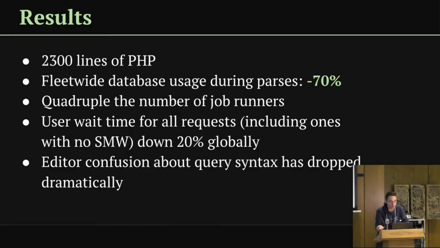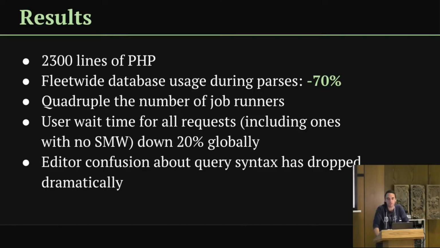And so the final results, this ended up being 2,300 lines of PHP. We estimated 2,000. It came up a little bit high. The overall database usage from parses dropped about 70%. And what this meant is it allowed us to quadruple the number of job runners that we were able to run at once, because if you do the math, that essentially leaves the maximum database usage the same. Quadrupling the number of job runners means things just propagate way faster.